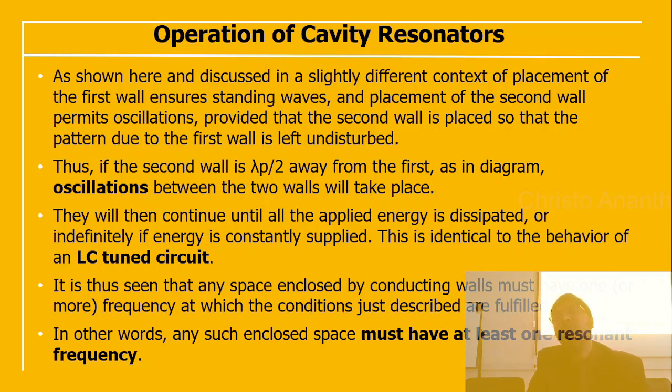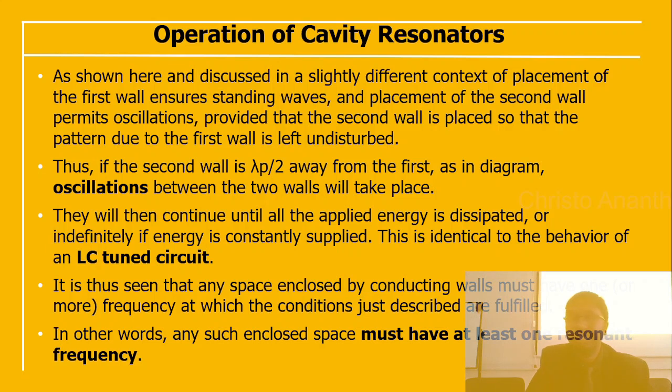If the second wall is lambda p by 2 away from the first, oscillations will take place between the two walls. It will all continue until all the applied energy is dissipated, or indefinitely if energy is constantly supplied. That is the same behavior you see in the LC tuned circuit.